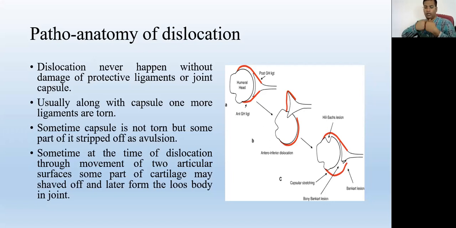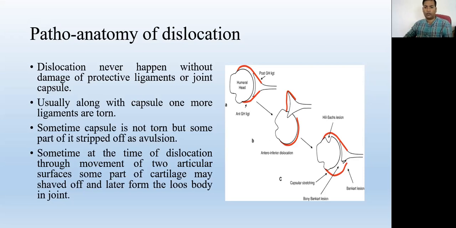Suppose this is a joint and some ligament is attached from here to here, and when severe trauma occurs, the ligament may not be torn in between, but may strip off from one bone. So avulsions may also happen in the case of subluxation or dislocation.